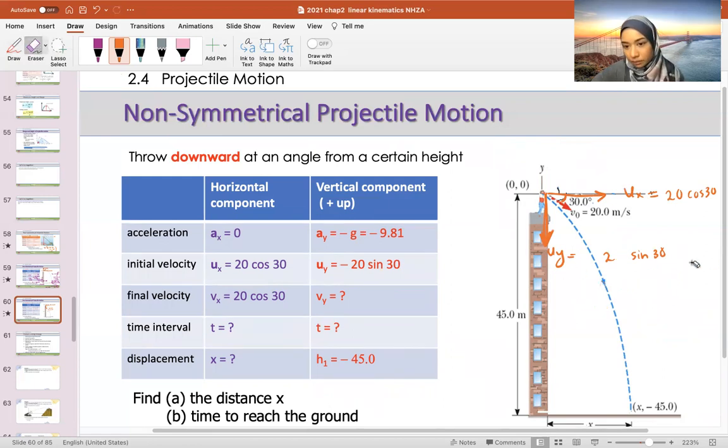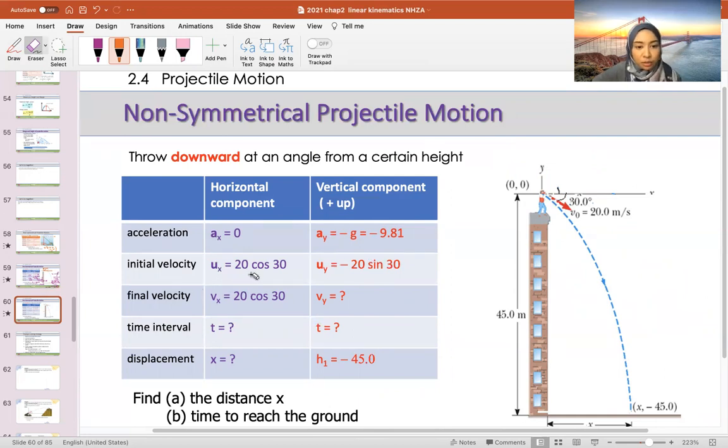Okay? So this is very, very important because it will affect the entire calculation. So please make sure your ux, uy is correct. In this case, our ax is 0 and ay is minus 9.81. Dah jadi basi dah at this point. Harap semua dah ingat dah lah.